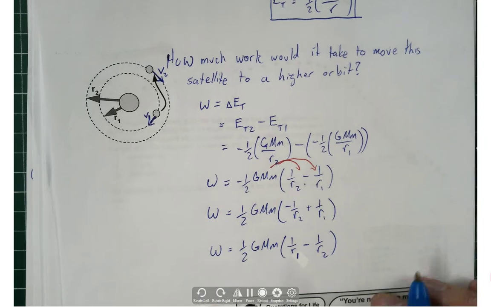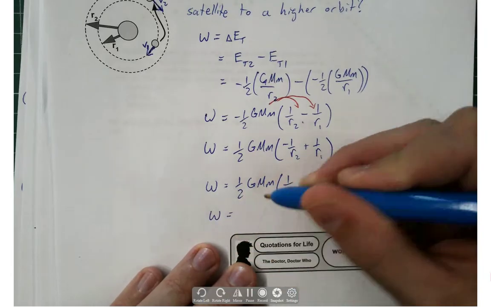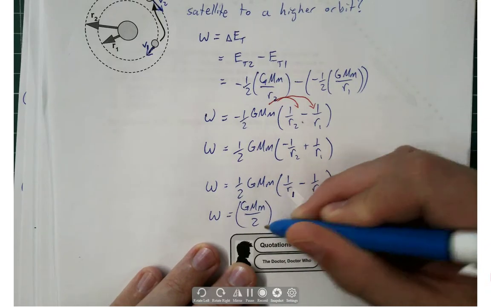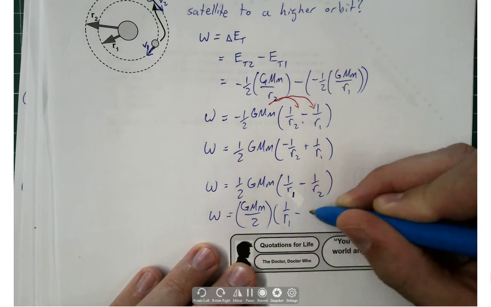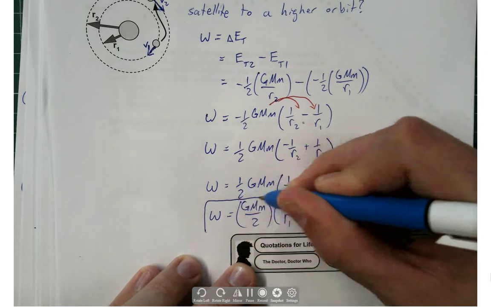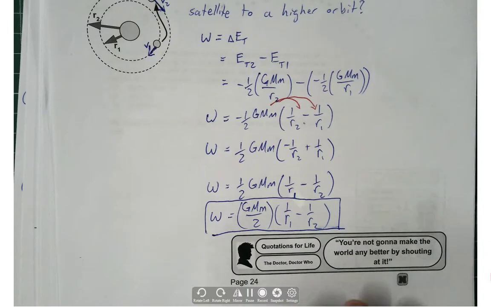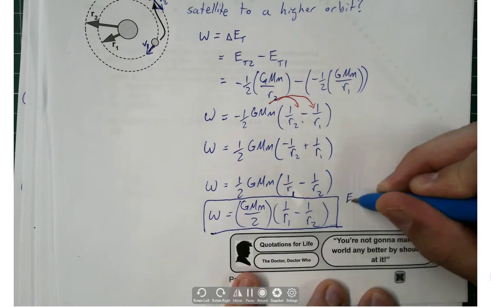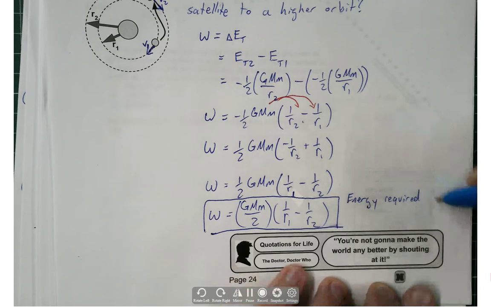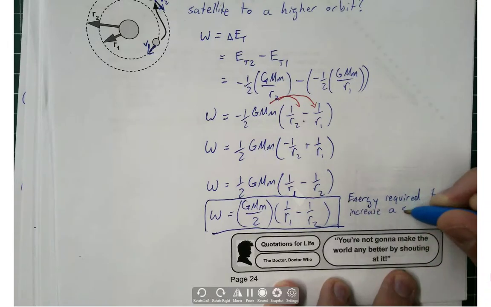Now, again, the textbooks often don't even leave it like that. The way they'll usually write it is work is equal to GMm over 2 times 1 over R1 minus 1 over R2. And maybe I'll put it in writing: energy required to increase a satellite's orbital radius.